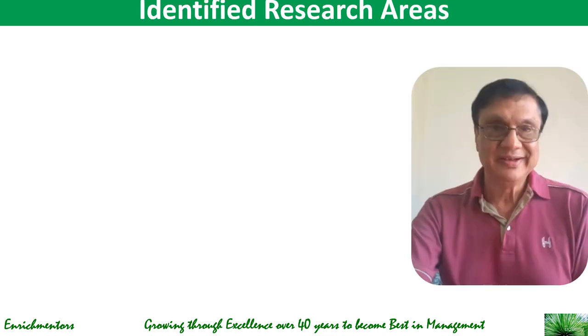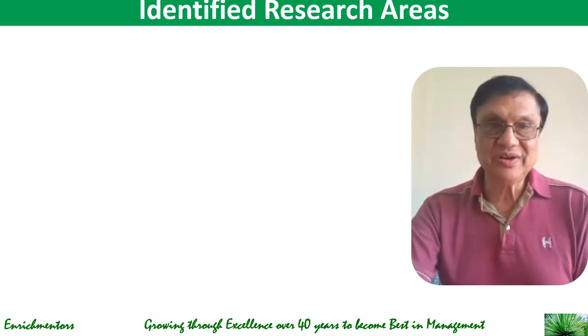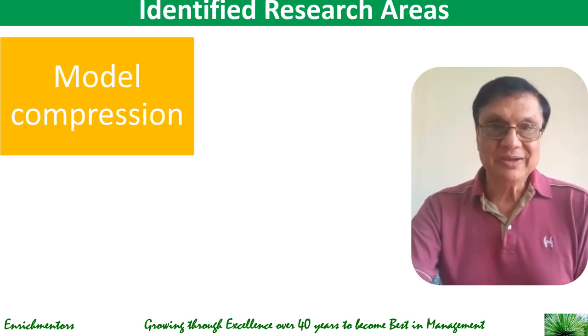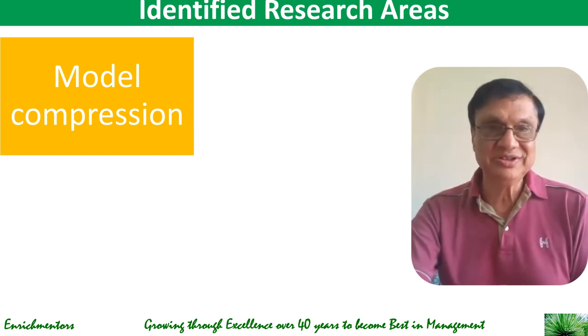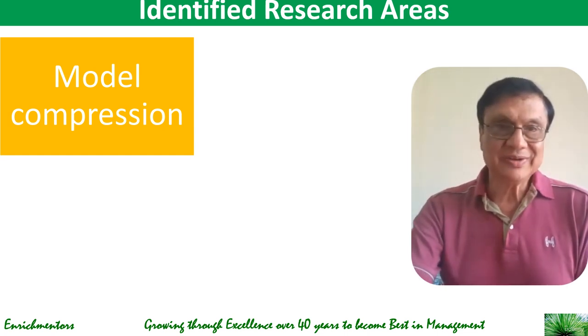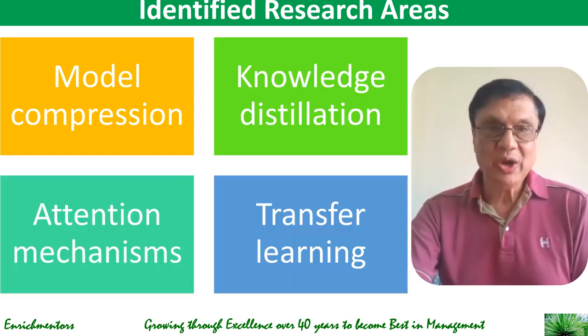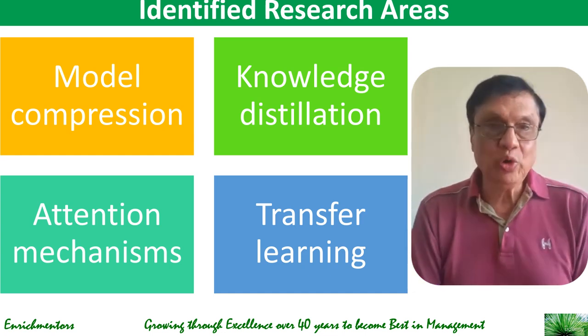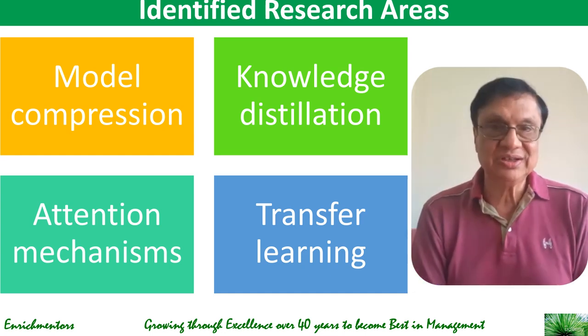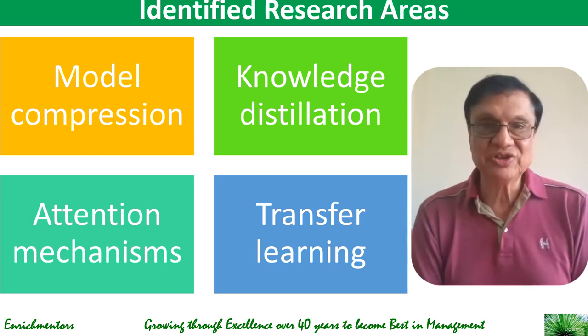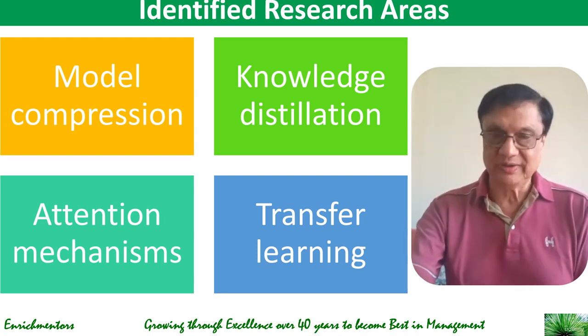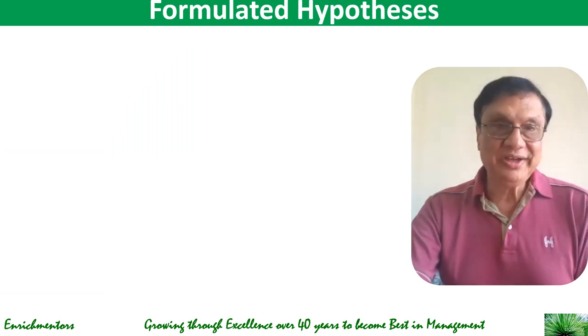Based on the literature review, they identified the specific research areas or topics that would have potential to improve the performance, and they included exploring techniques like model compression, knowledge distillation, attention mechanism, and transfer learning. So four of these areas were identified that have potential to improve the performance and efficiency of the text classification model. Then they formulated the hypotheses.